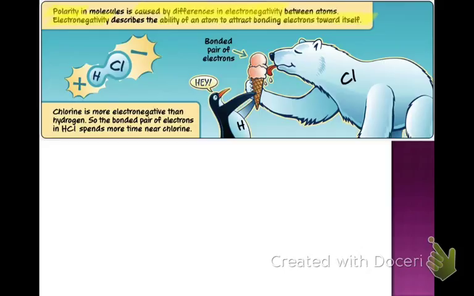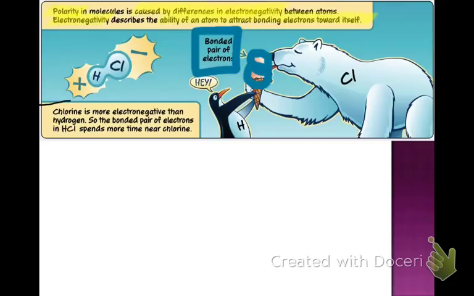And in this case, the electronegativity, or the electrons, are represented by the number of ice cream scoops. So this here shows us the bonded pair of electrons. Since there's two scoops right there, there's a pair of electrons, or two electrons.